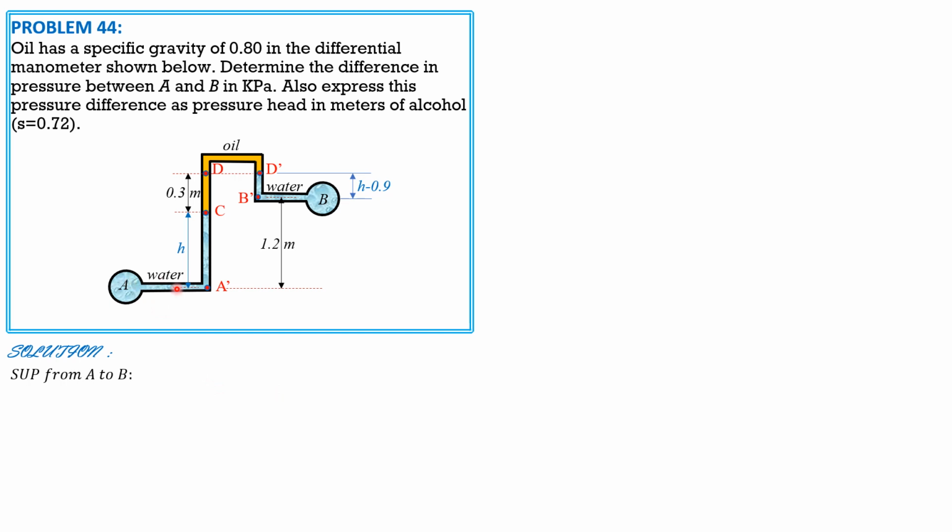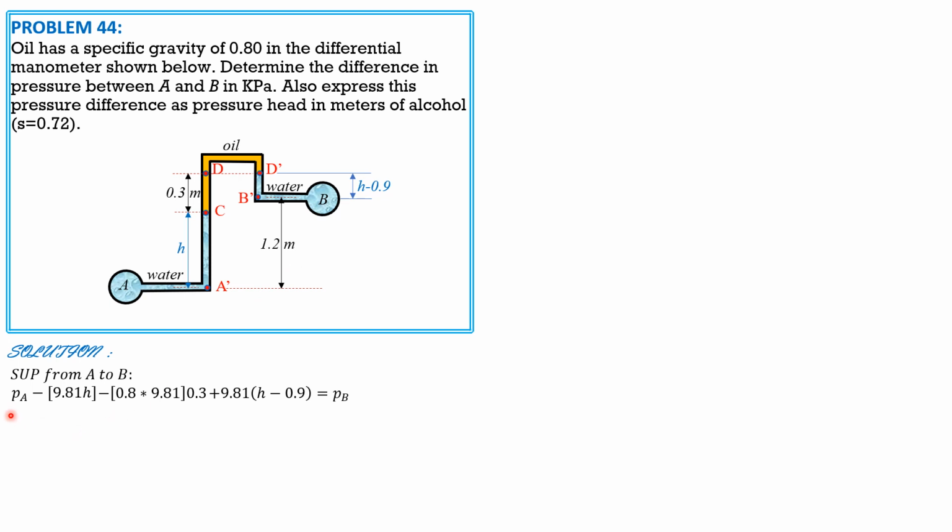So from A, we jump to A prime because pressure at A is equal to pressure at A prime. So P sub A minus 9.81 times H. Then C to D minus 0.8 times 9.81 times 0.3. Then from D, we jump across to D prime, so the equation is unchanged. Then D prime to B prime. So we go down, so plus 9.81 times quantity H minus 0.9, then equals pressure at B prime, which is pressure at B.